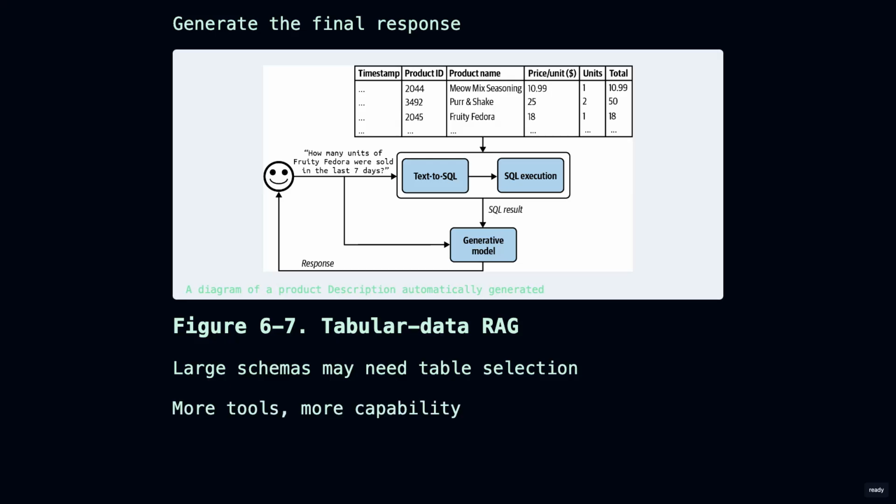The big lesson is that retrievers and SQL executors let models handle more kinds of questions with better grounding. In the next section, we'll go one step further and see how tool use becomes central to agentic systems.